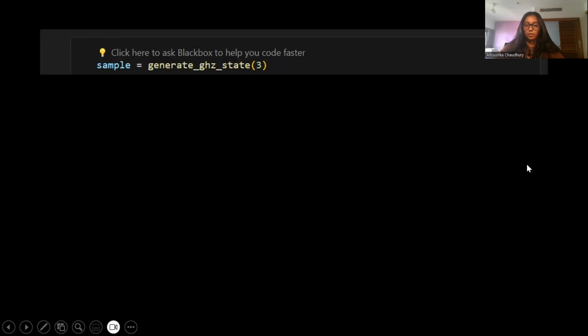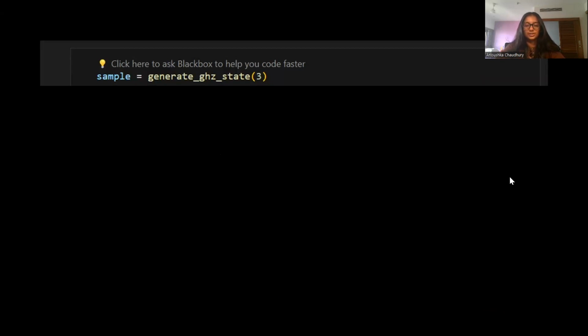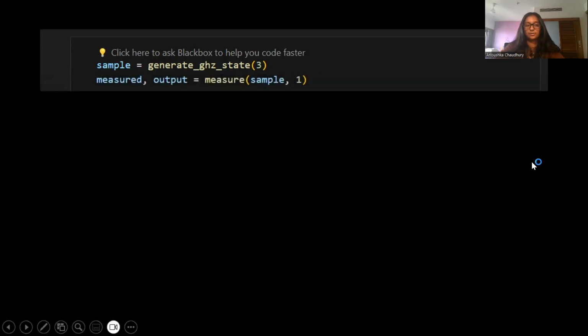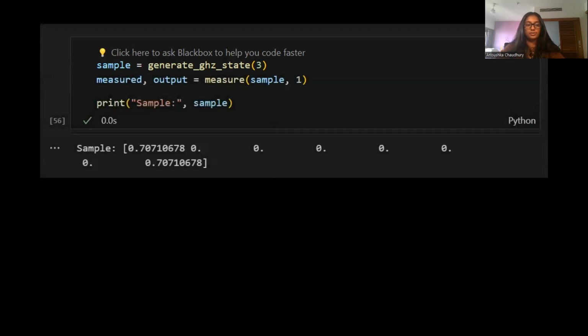So in this short module of code, I'm generating a 3-qubit GHZ state. A GHZ state uses quantum entanglement to create a connection between states. A change to one qubit results in a change in another, which makes it useful during communication to send secure messages. In this next line, I'm measuring the qubit value with the index of 1. And here is the output of the GHZ state that we generated.